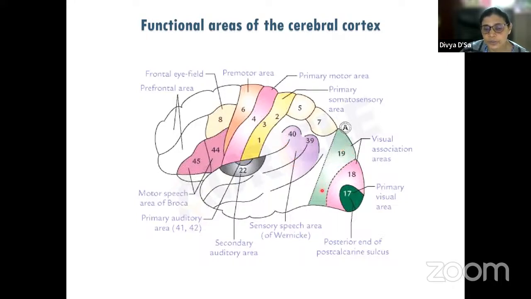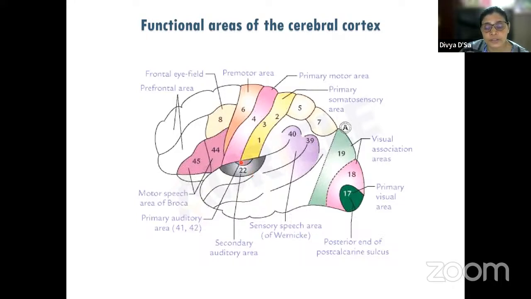Then we have in the occipital lobe, area number 17, around the calcarine sulcus. That is the primary visual area. It is responsible for the perception of vision. We are able to see the color, we are able to see things. So that is the visual area. Area number 18 and 19 is the visual association area. With our previous knowledge, we are able to identify the color, shape, and all those things we see. So that is the visual association area.